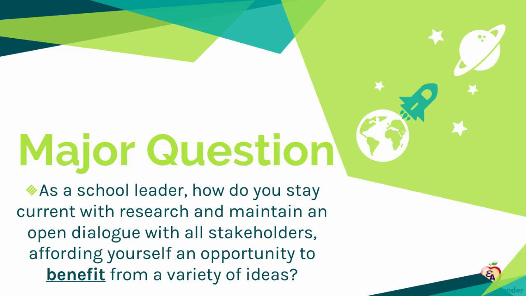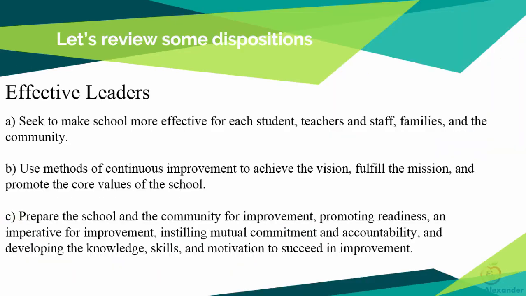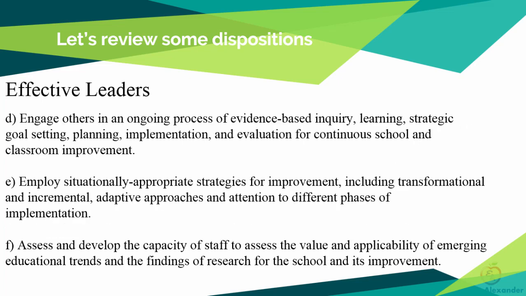There's no way you can do school improvement by yourself. And of course, as a leader, you shouldn't be doing anything by yourself. So some of the things you want to think about is making the school more effective for everyone, using different methods like we just talked about with open communication with stakeholders and doing research for the improvement of your school and promoting readiness and improvement. Engaging others, because of course you cannot do this on your own, so hopefully you have some type of school improvement committee.